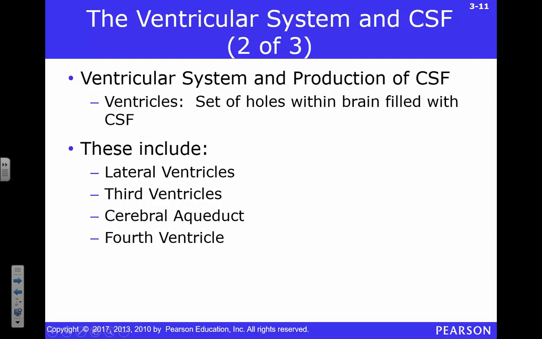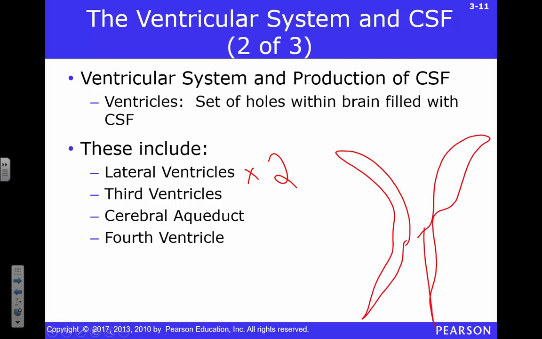You have four ventricles. You've got your lateral ventricles times two, one on either side. They kind of come up and are horn-shaped. And then you have your third ventricle. There's a little connector between that, and then you get the fourth ventricle as well.